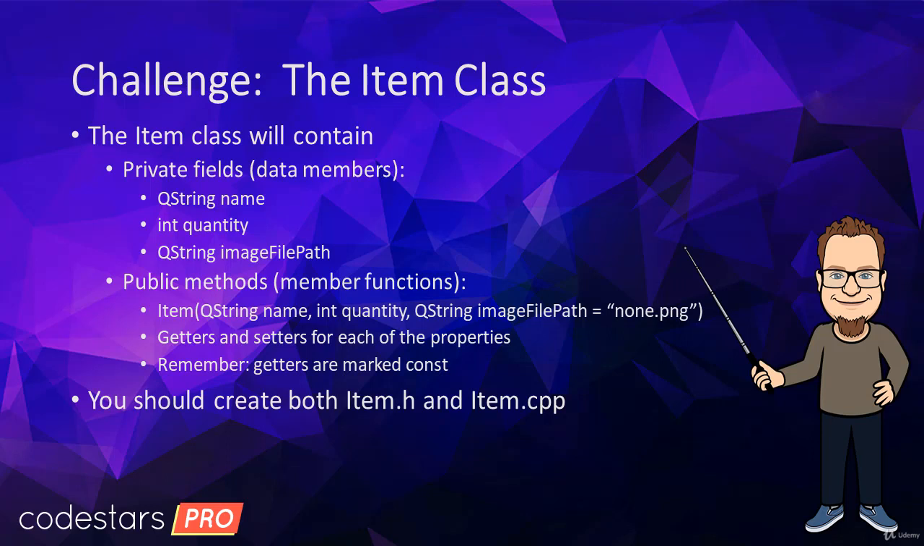You have getters and setters that you should create for each of the properties, and those properties are the QString name, the int quantity, and the QString image file path. Notice also that the getters, since they're not making any modification to the class, should have const as their marking at the end of the prototype.